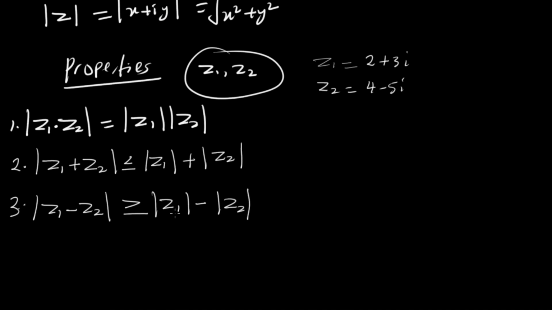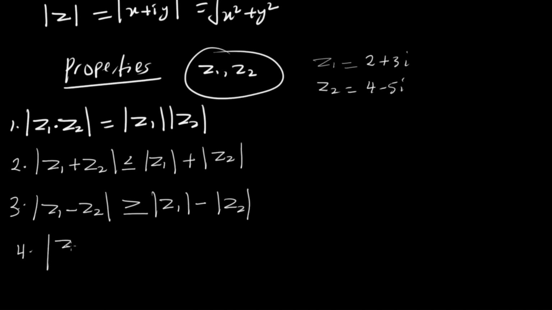And this actually makes sense. If you have z1 minus z2 and we find the modulus of the two of them, it's going to be greater than or equal to the modulus of z1 minus the modulus of z2. So that's the third property of the modulus of a complex number. Now the fourth. The fourth is when we consider division.